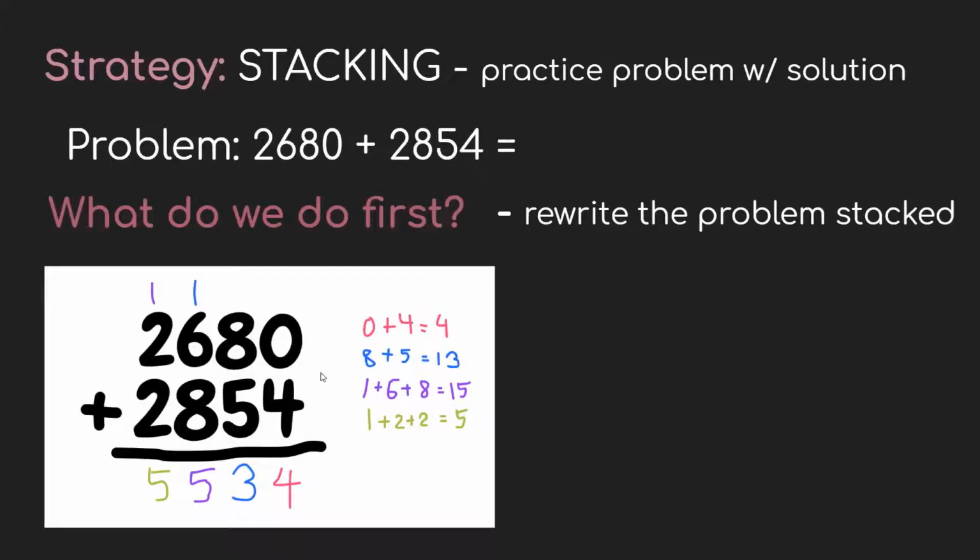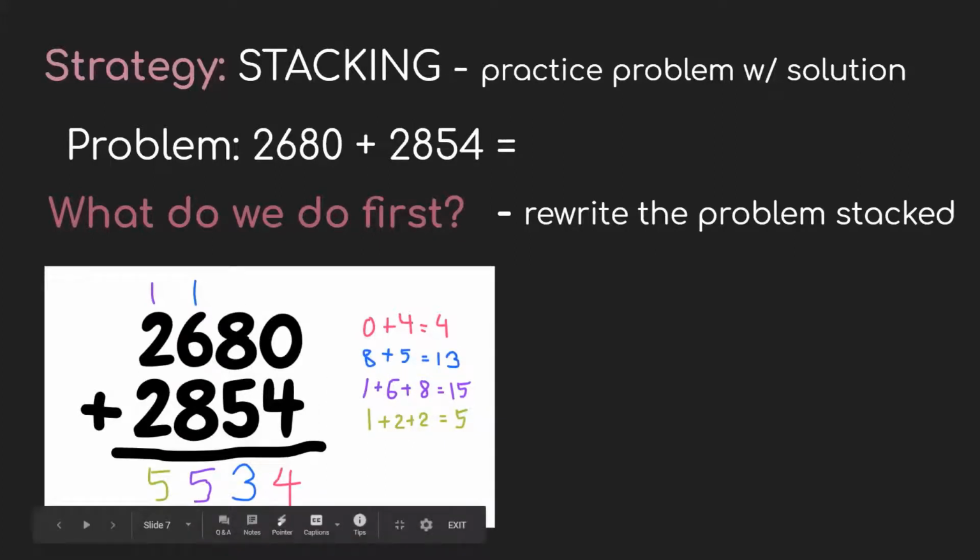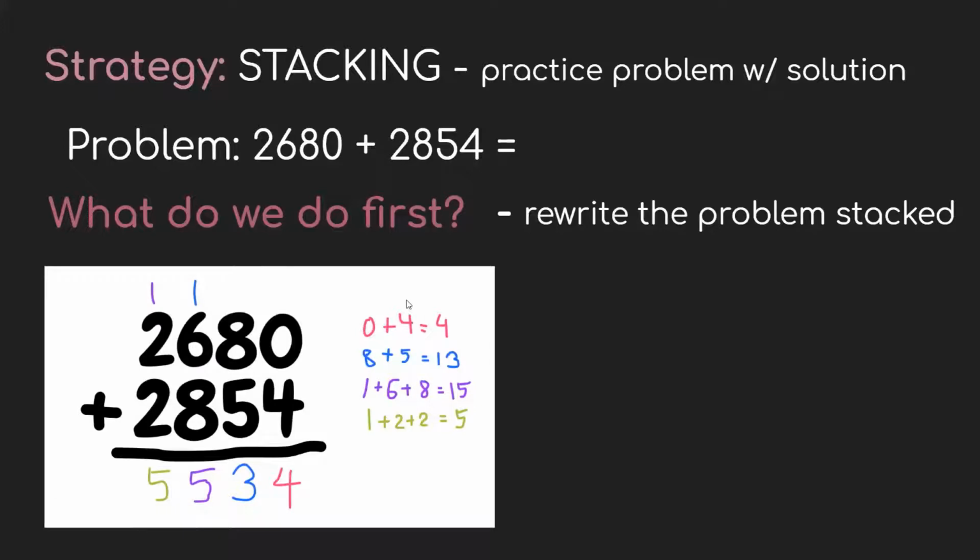So starting from the right side, we have 0 plus 4, not greater than 10, we just write it down. 8 plus 5, greater than 10, it's 13. So we put the 3 down because it's in the ones place, and then we're going to write the 1 on top of the 6 and the 8.